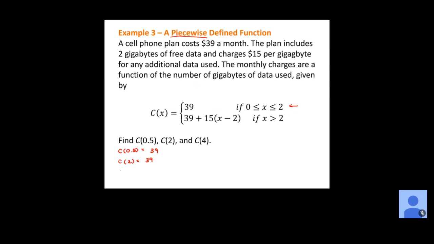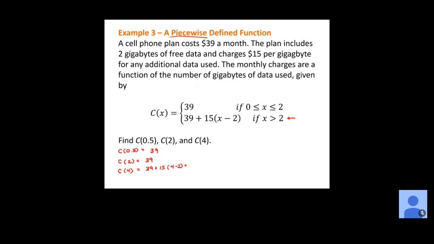Now the last one here, C of 4. Now we are bigger than 2. So now we have to look at this bottom piece of our piecewise because our x value is greater than 2. And so now we're actually going to substitute 4 into that bottom piece of our piecewise. So we've got 39 plus 15 times 4 minus 2.